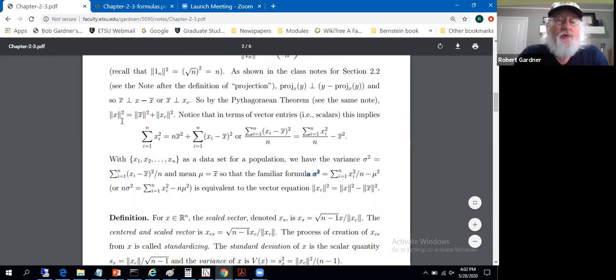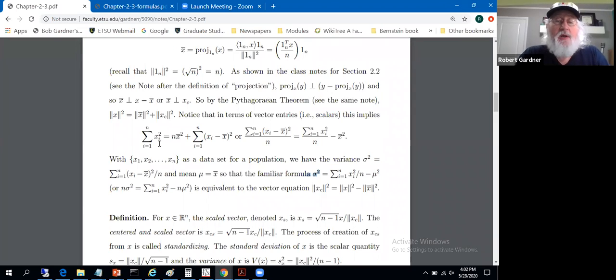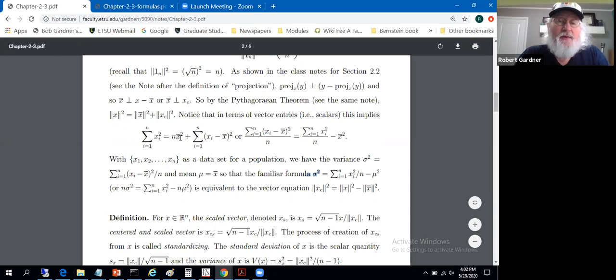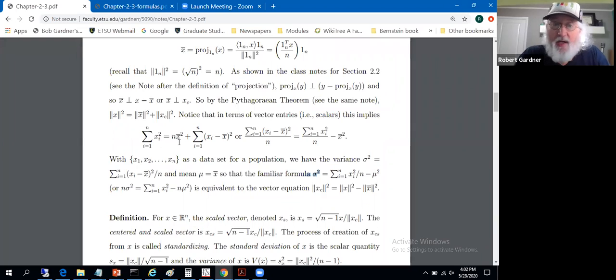Vector x, norm squared, that'd just be the sum of the squares of the components of x. We were denoting those as x sub i's. The vector x bar, norm squared, would be n times x bar squared, kind of similar to what we had with a 1 sub n vector. It'd be x bar squared plus x bar squared plus x bar squared, n times. So n x bar squared, x bar the scalar here.